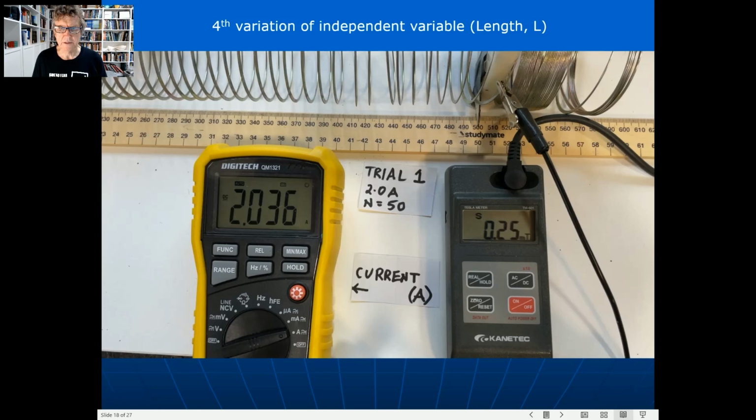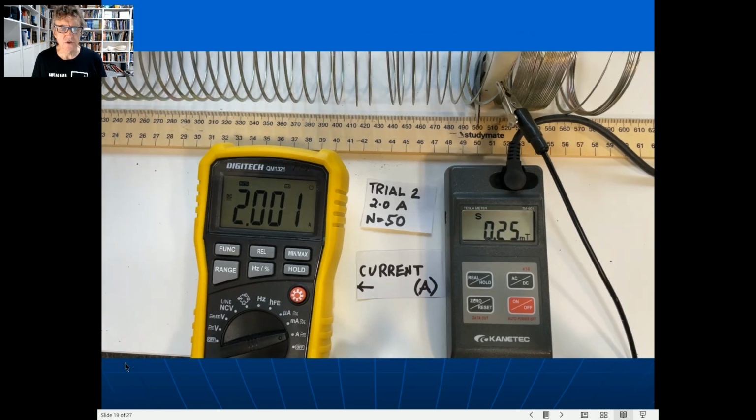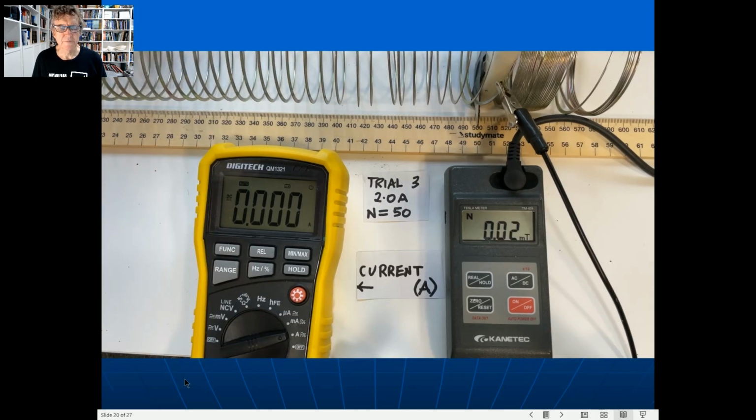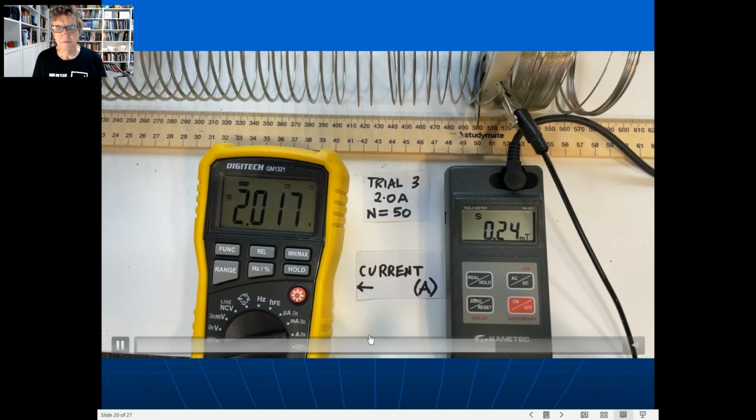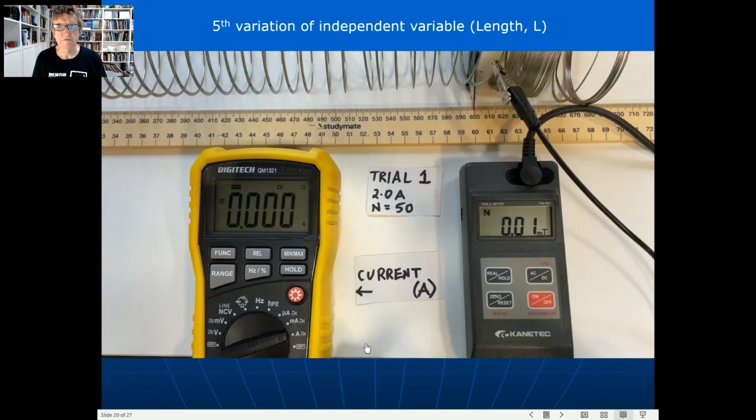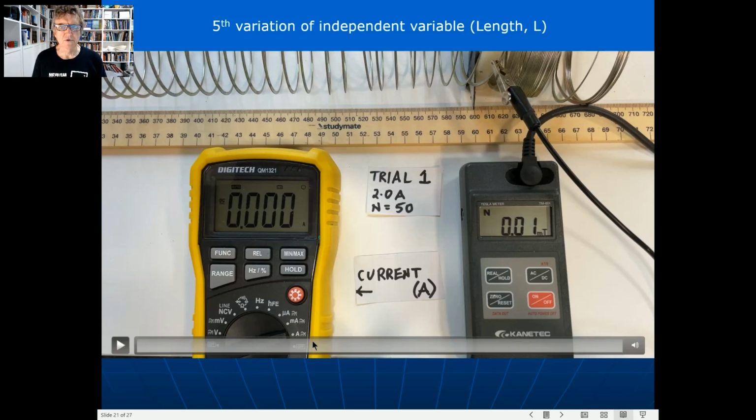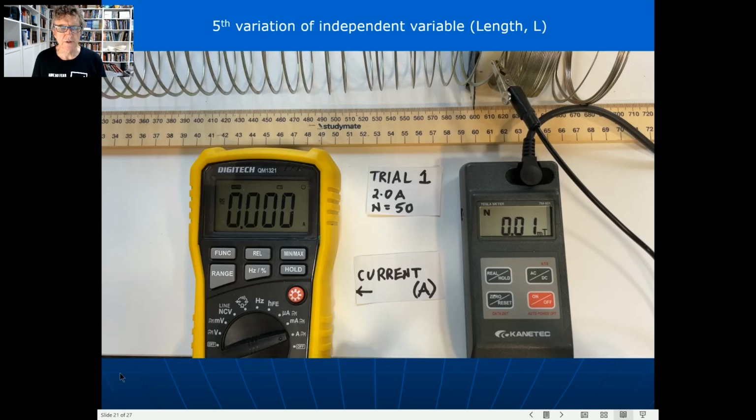Okay, that's that one. Now trial 2. And trial 3. Okay, so let's move to the next variation, which is the fifth variation, and you can see I've got it as set here. You can see the little pointer is on the ruler, and you can see what I've stretched the coil out to. So let's have a look.